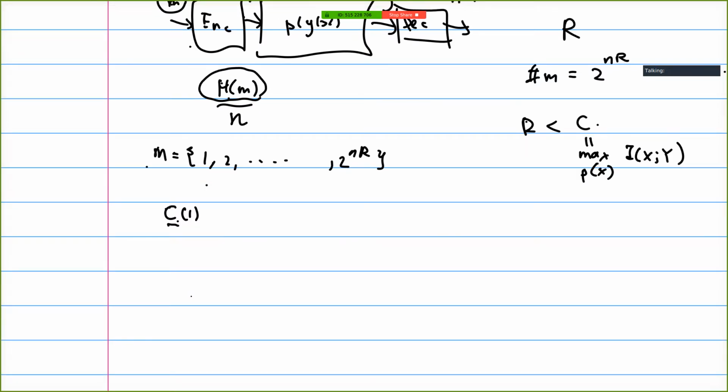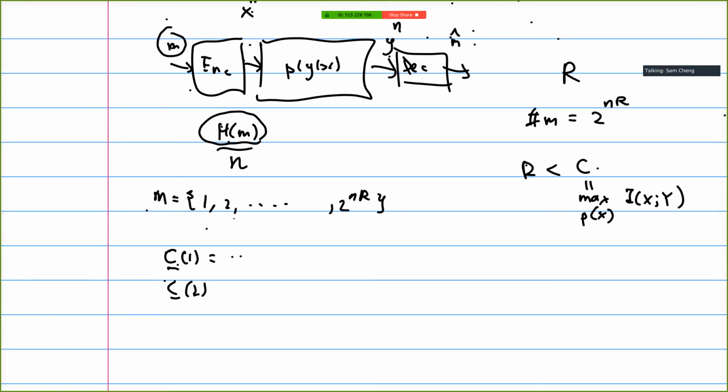So I have the codebook with C1, C2, and so on. For example, C1 will be the code word for when the incoming message is 1, and the generation of this code word simply uses a discrete memoryless source coming from P star X, where P star X is the solution of this, the argmax over P(x) of I(X;Y).